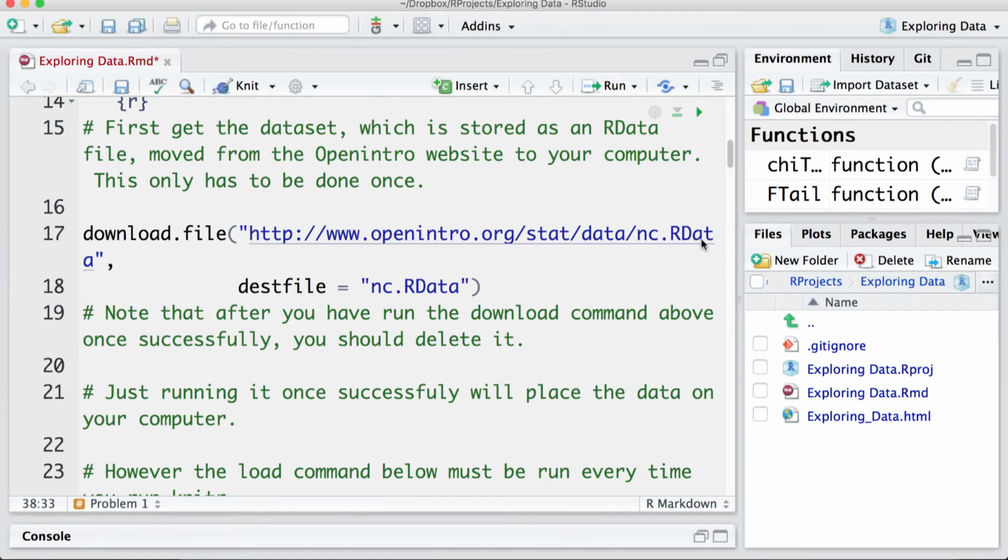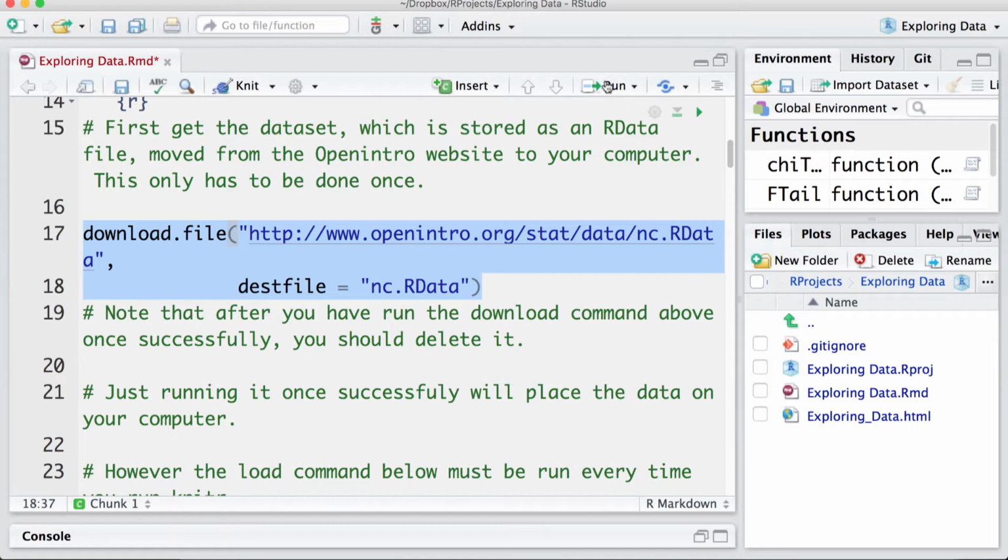So let's see about getting our data. I'm going to run these commands one at a time rather than running the whole chunk at once. So the first thing we'll do is do this, which should accomplish getting nc.r data down to our computer. Now watch what happens down here in the lower right hand corner where I'm looking at the Files tab.